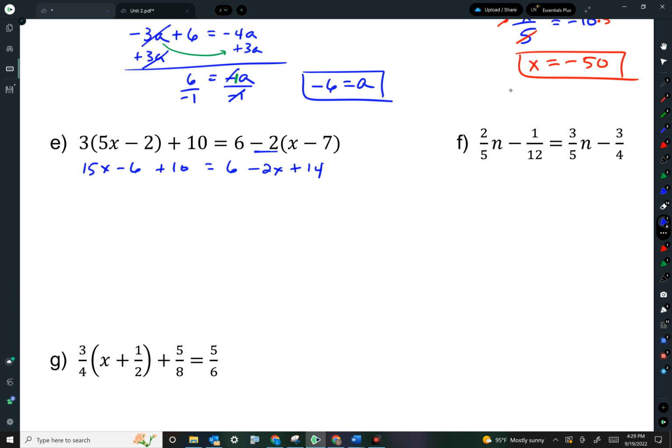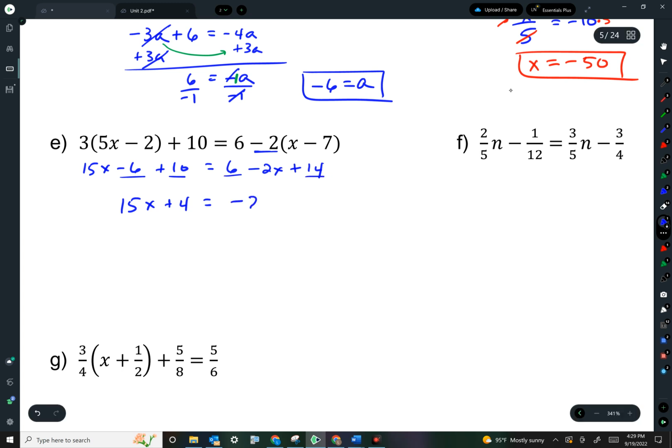So on the left side, I could combine the negative 6 and the 10 right here. So I've got 15x, and when I combine those, I've got positive 4. Notice they were on the same side, so it's not like I changed the sign to move it over. On the right side, I can combine the 6 and the 14. Wouldn't that be 20?